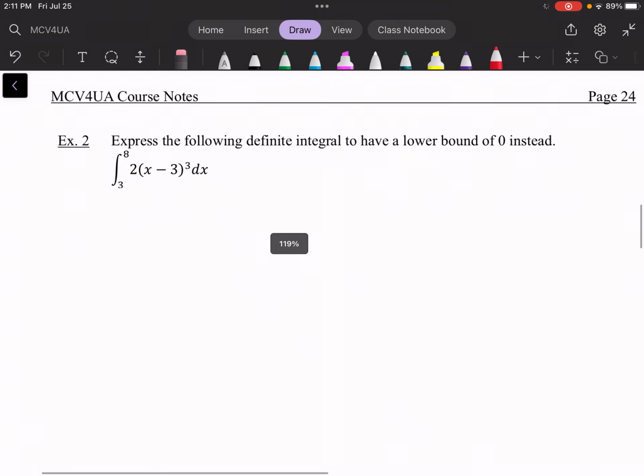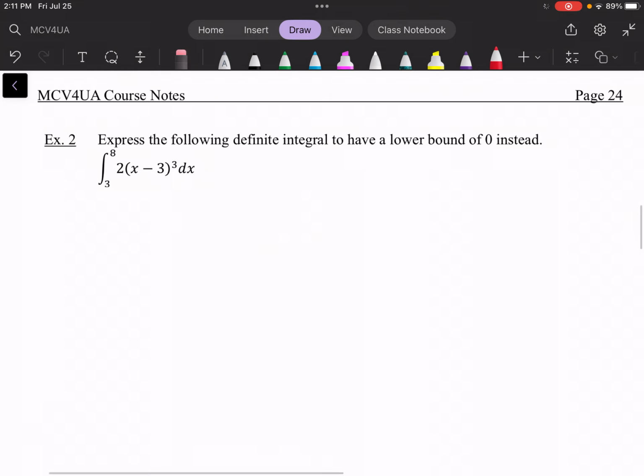Okay, so what if we want to change it? What we want to do is express the following definite integral to have a lower bound of 0 instead of 3. And as you can see, currently it does have a lower bound of 3. So first off, what does this actually mean? Well, I'm going to draw a little sketch over to the right of what this function actually looks like.